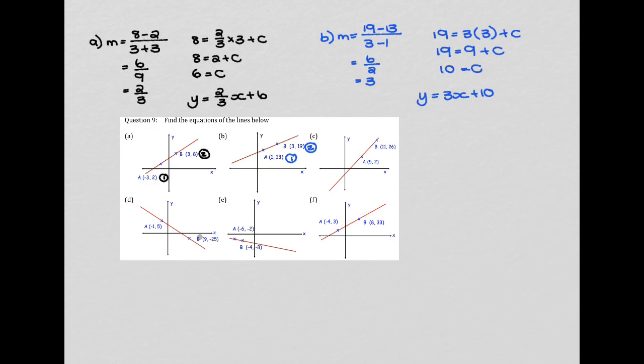Remember, the gradient is y2 minus y1 over x2 minus x1. So the reason I have a plus over here is because I'm subtracting a negative number, and two negatives make a positive. Question B is a little bit more straightforward because the gradient is 3 and not a fraction. Solve for c to get 10. The equation is y equals 3x plus 10. I want you to pause again, and when you have unpaused, the answers for C through to F will be on the screen.